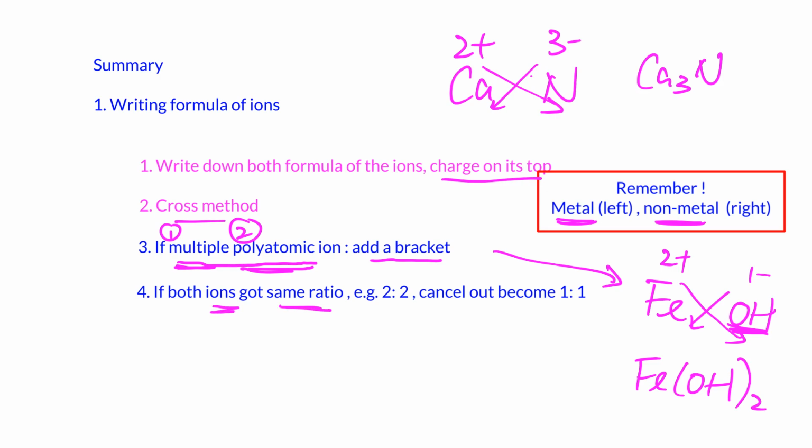Last one is the ratio. If you have the same ratio 2 to 2, you cancel them, becoming 1 to 1. For example, you have magnesium 2 plus and sulfate, which is 2 minus, so the 2 you cancel to become 1, so we get magnesium sulfate.